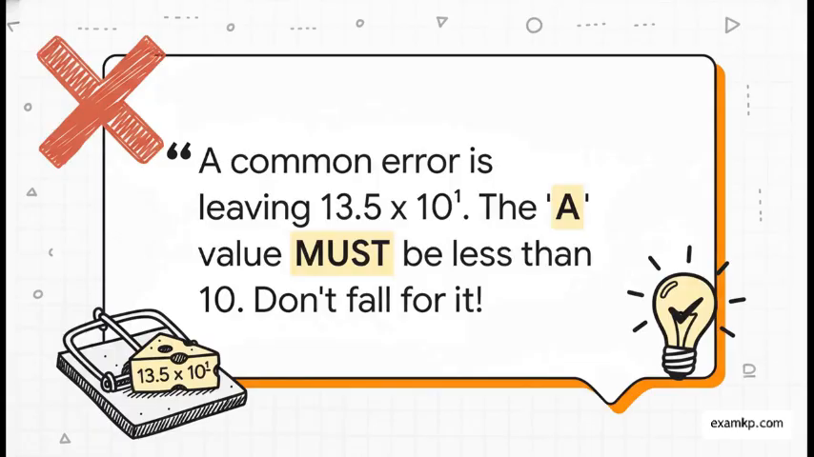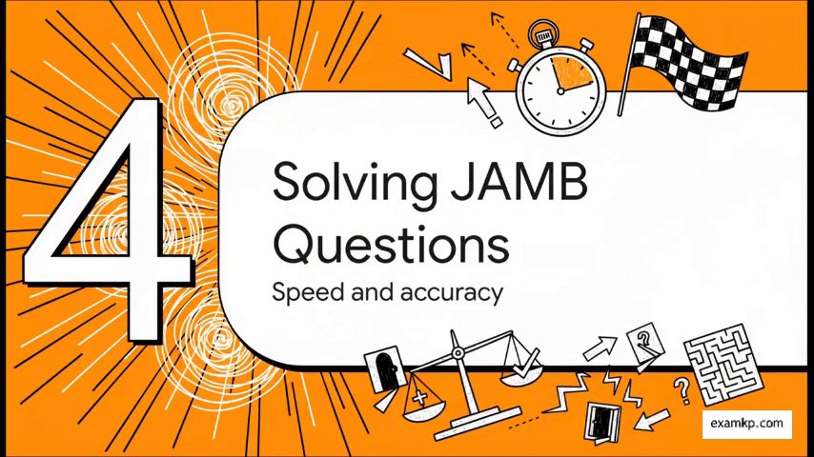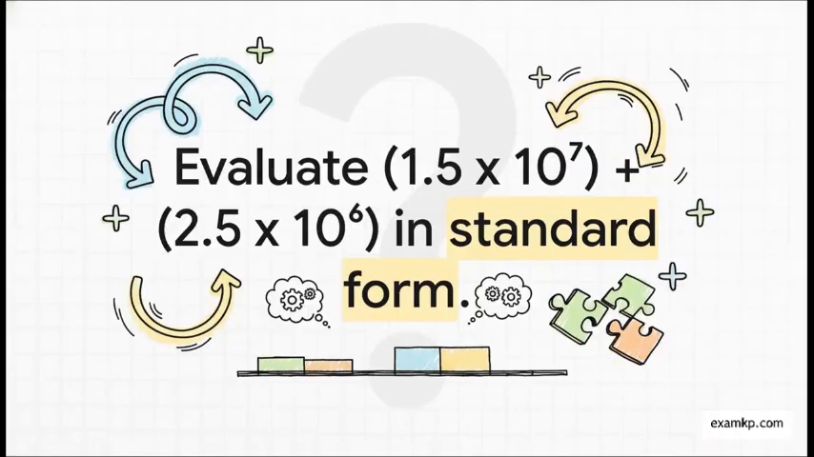Okay, let's switch gears and talk about JAMB. Now, with JAMB, it's all about speed and accuracy. The questions might look a little easier on the surface, but they are packed with clever traps designed to catch you if you're not paying close attention. So here we have a classic addition question from JAMB 2021.